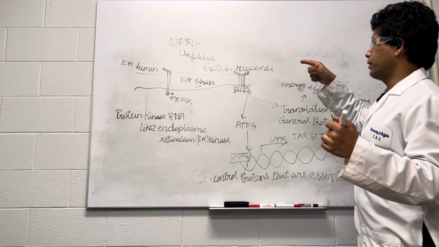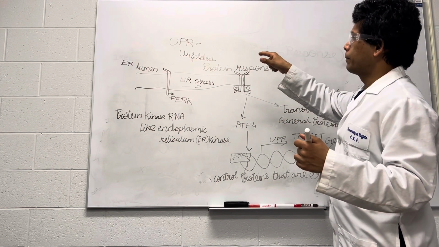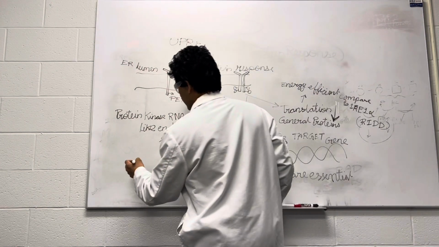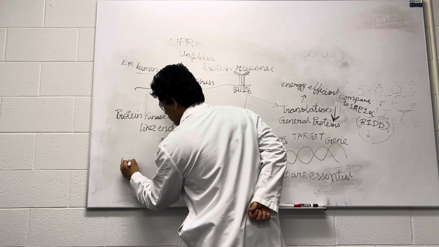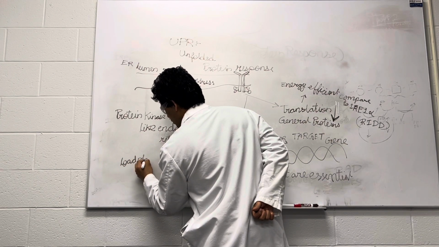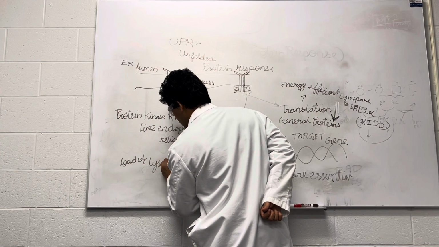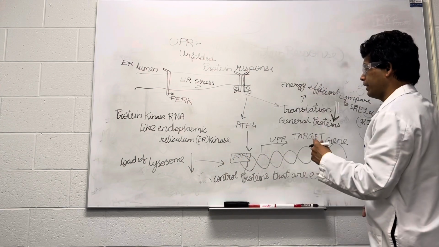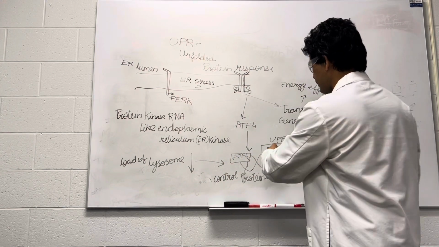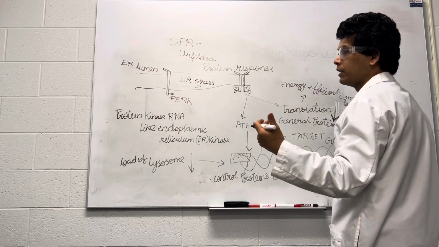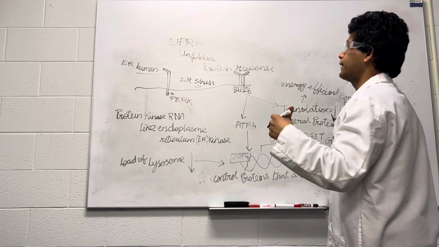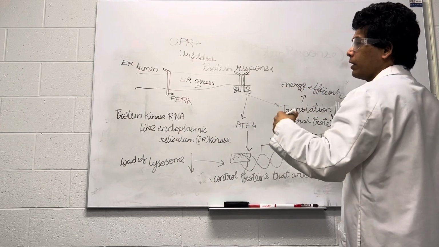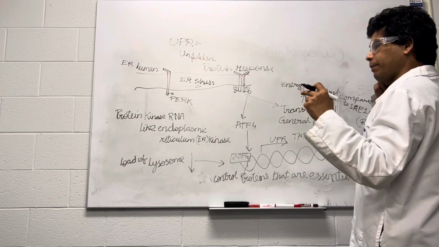In the ER stress condition, because of UPR, the lysosome is also overloaded. So to reduce the load on the lysosome, ATF4 will upregulate the degradation pathway, similar to the case of IRE1 alpha, where it also activates the ERAD pathway.